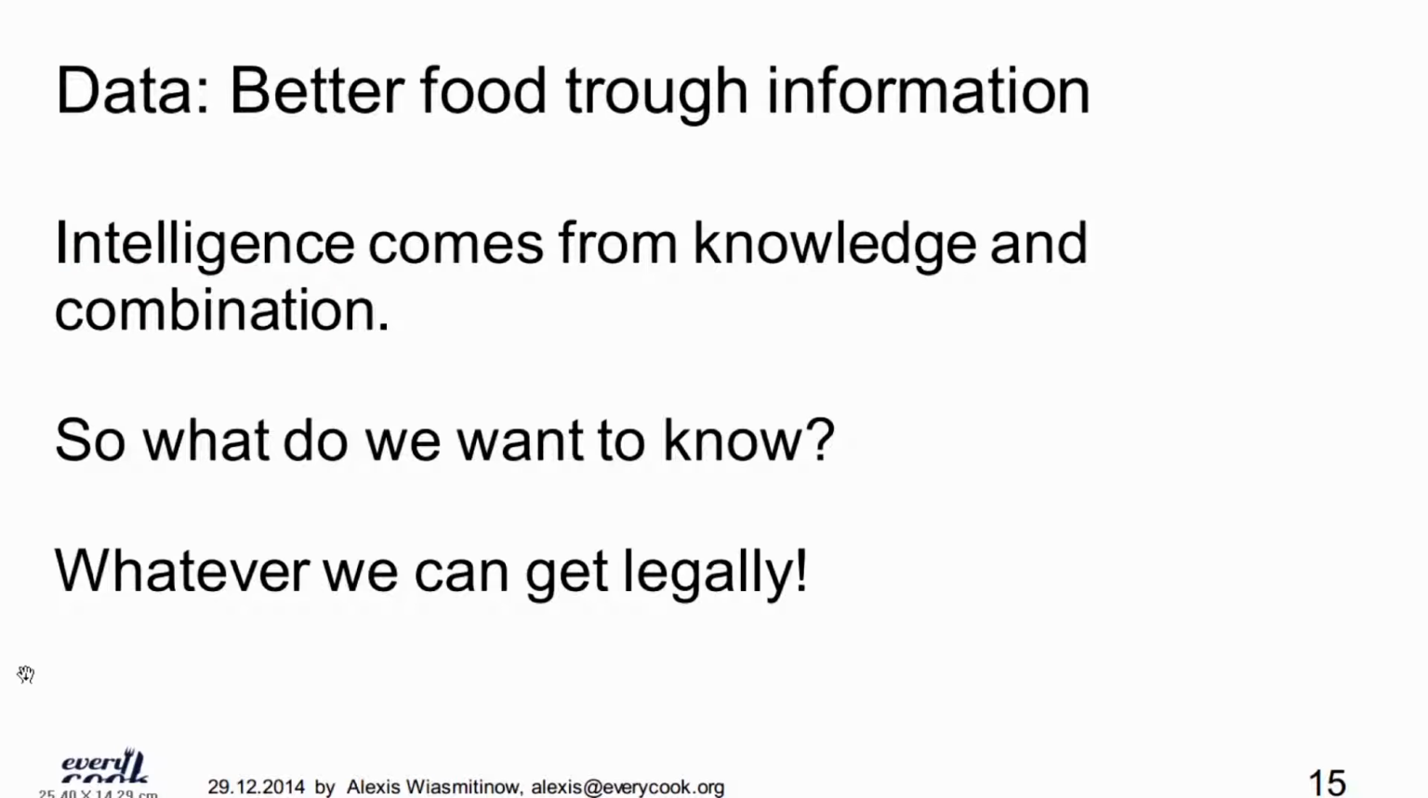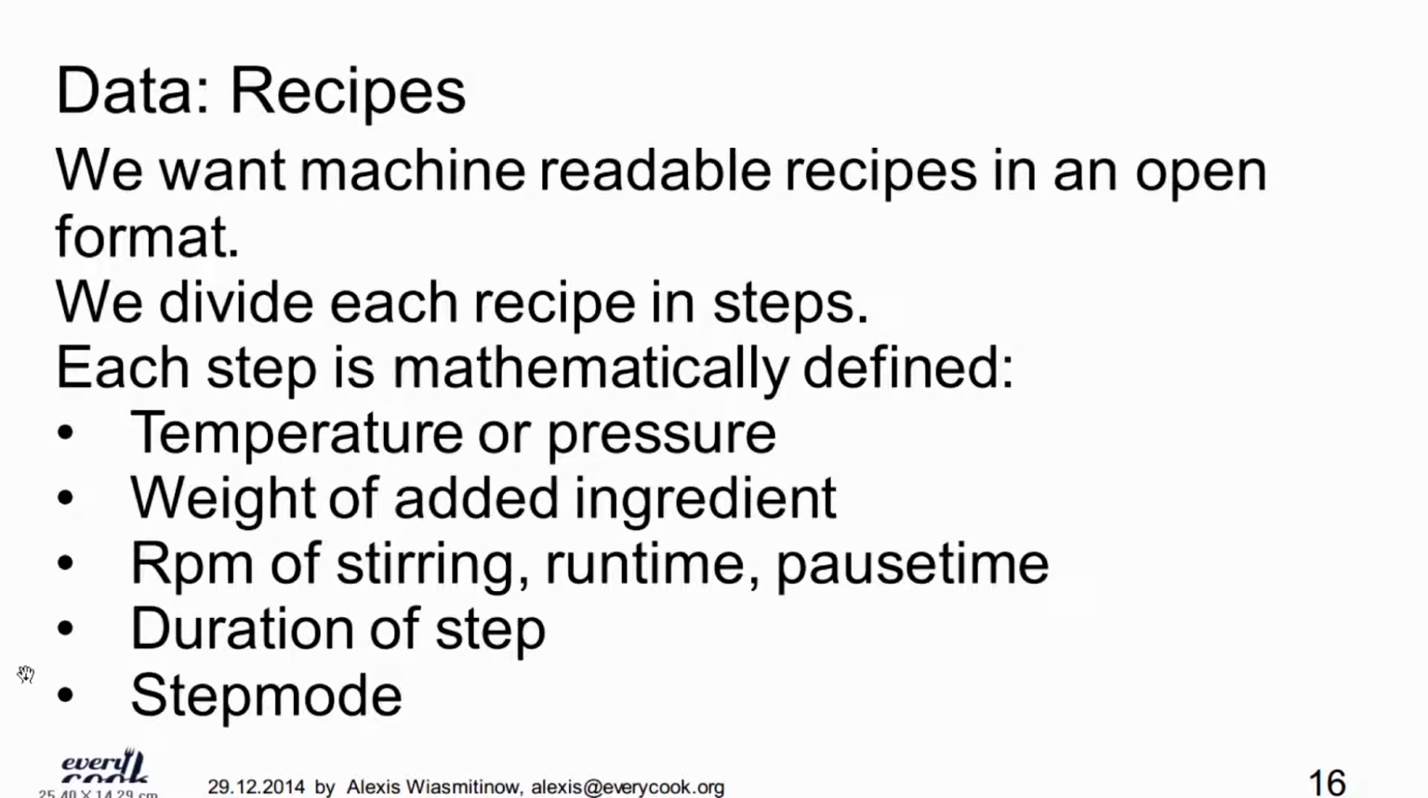Yeah, we want all the data we can get legally, and there's a lot of data available. Of course, the machine-readable recipes, as I said: for each step, we want a temperature or pressure. For pressure cooking, we want the pressure, because we can't fix pressure and temperature at the same time, or we are over-defined. Then, of course, the weight of the added ingredients, RPM of stirring, how long do you want to stir before we make a pause? So we want to make intermittent stirring if possible, and the duration of that step.